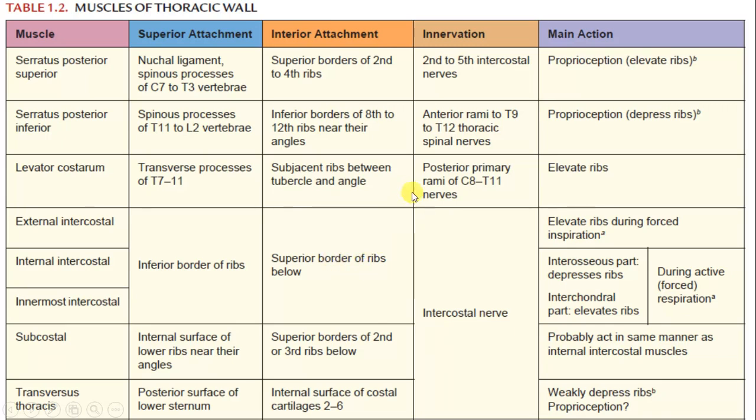Now here we see the table showing the muscles of the thoracic wall. First of all is the serratus posterior superior, whose superior attachment is the ligamentum nuchae and spinous processes of C7 to T3 vertebrae. The inferior attachment is the superior border of the second to fourth ribs. Innervation is by the second to fifth intercostal nerves, and their main function is proprioception, but they help in elevating the rib also. The other muscle, serratus posterior inferior, arises from the spinous processes of T11 to L2 vertebrae, with the inferior attachment to the inferior border of the 8th to 12th ribs near their angles. The anterior rami of T9 to T12 thoracic spinal nerves supply this muscle. They are also mainly concerned with proprioception, but they also help in depressing the ribs.